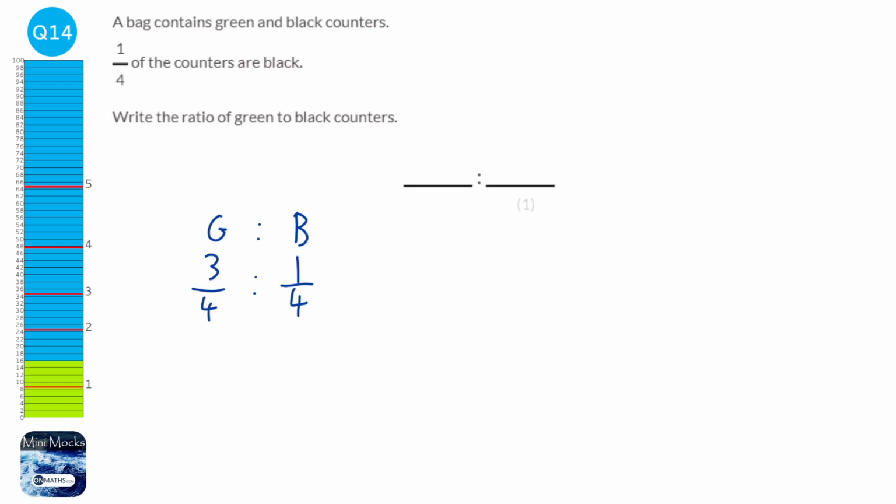And what we can do here is on both sides of the ratio, I'm just going to times by 4. So I'm going to times 4 both sides. So 3 divided by 4 times 4, because over 4 just means divided by 4. So 3 divided by 4 times by 4 just gets rid of the fraction. And 1 divided by 4 times 4 is just going to be 1. Now this might surprise some people because they will probably think it's a ratio of 4 to 1, but we can show here that it's a ratio of 3 to 1.